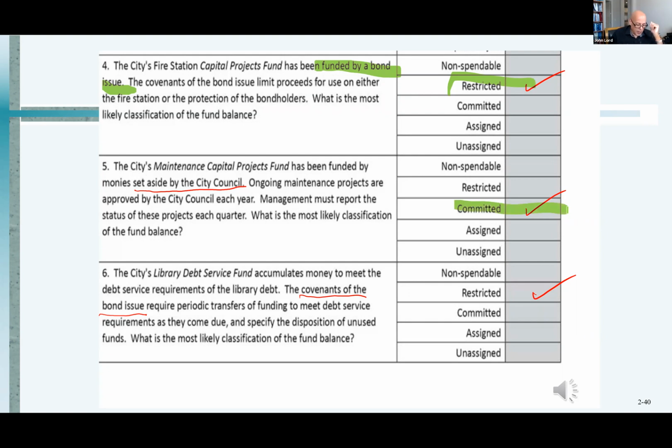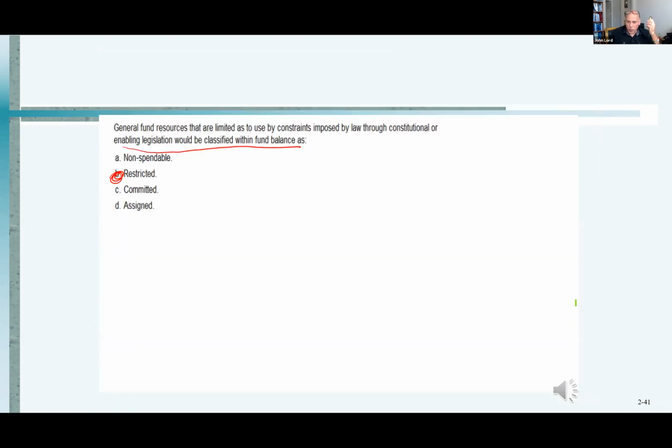And then the city library debt service fund accumulates money to meet the debt service requirements of the library debt. The covenant of the bond issue, well, if it's a covenant bond issue, that money is what? Restricted. So again, those key words that I pointed to in those descriptions are what you're looking for to determine whether money should be considered restricted, committed, whatever.